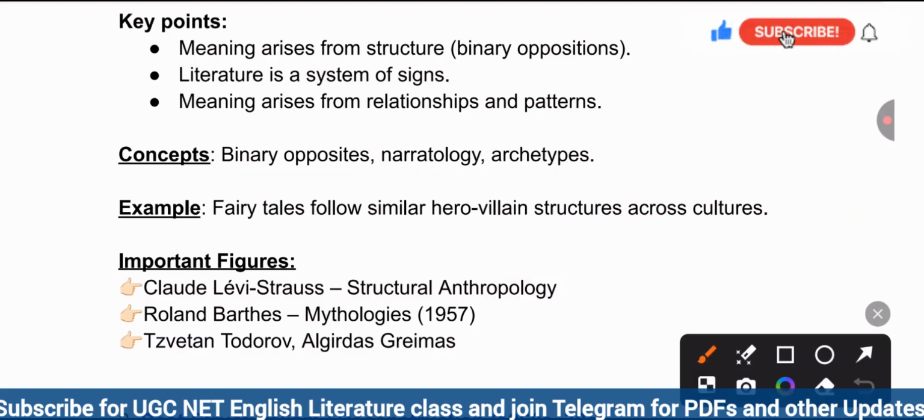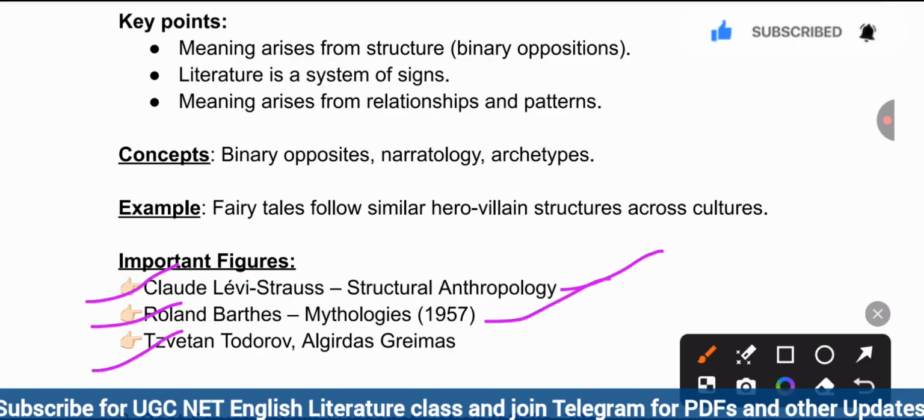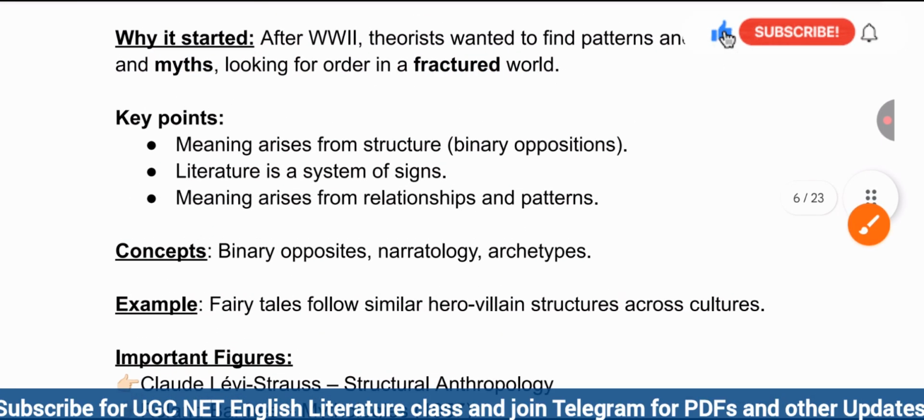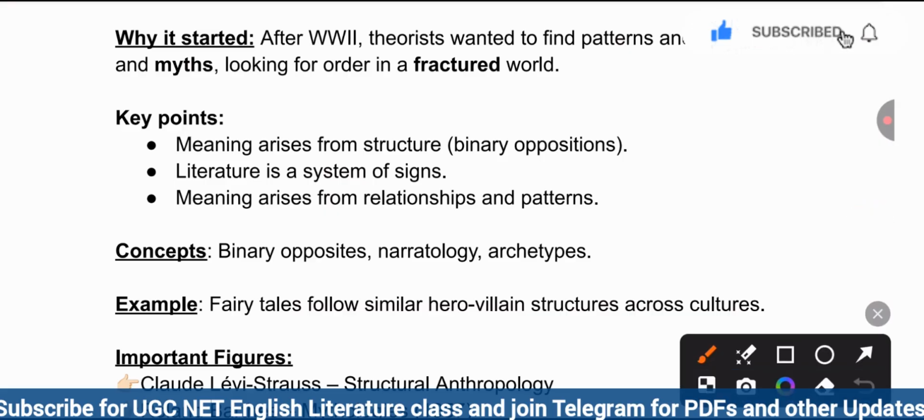Important figures you can remember: Claude Levi-Strauss, Structural Anthropology; Roland Barthes, Mythologies; Tzvetan Todorov, Grammaire du Décaméron. One writer we will take and then have a separate class on these things. Remember, this is an introduction class. So by watching this video, you can analyze yourself and find out what you should prepare in literary theory and how much. Okay.